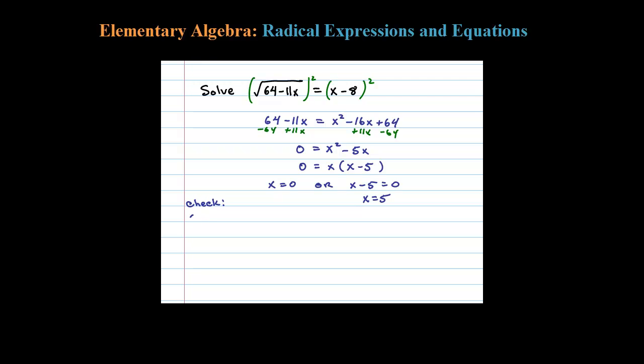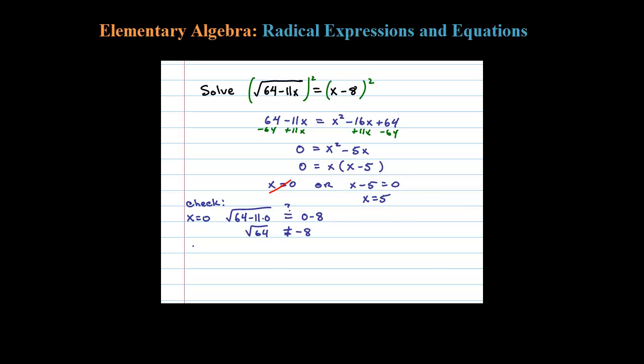So let's check x equals 0, see if it works. What we have here is 64 minus 11 times 0. The question is, does that equal 0 minus 8? Does the square root of 64 equal negative 8? The answer to that is no. 8 does not equal negative 8. So it turns out x equals 0 doesn't work for the original.